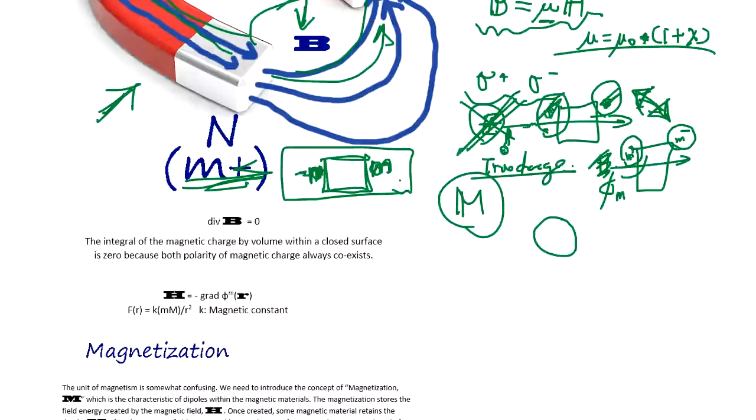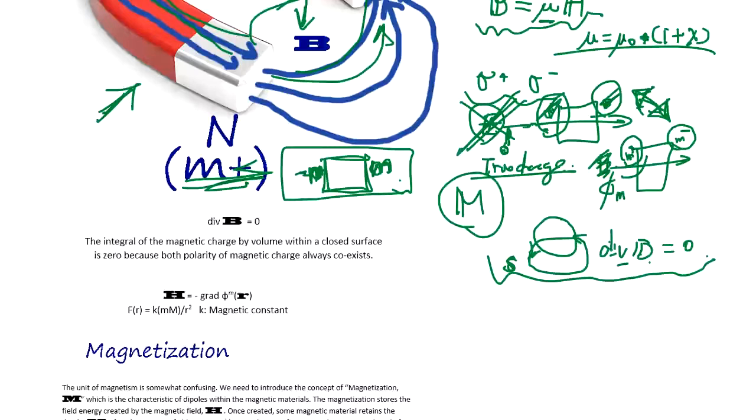Since B flux is a circle, always a closed circle, you take any closed 3D area and calculate the divergence. The divergence of B is 0 because in and out balance out, right? Okay, I hope you learned this in vector calculus.